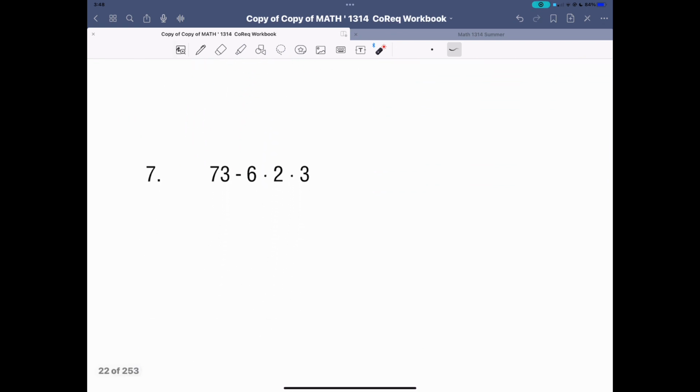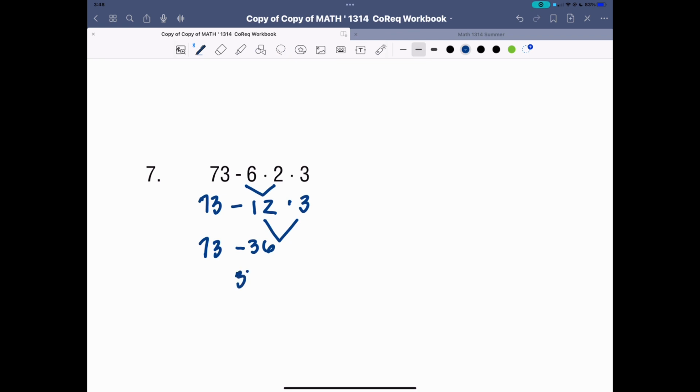So then you have something like number 7. It's 73 minus 6 times 2 times 6. You're going to do all of the multiplication first, but you're going to carry this -6 with you. So first I'm going to do -6 times 2. So I have 73 minus 12. And then whatever you don't use, you just bring it down again to create a new problem. And I'm going to have -12 times 3. So 73 minus 36. And then in this case, I'm going to get 37 as my final answer.